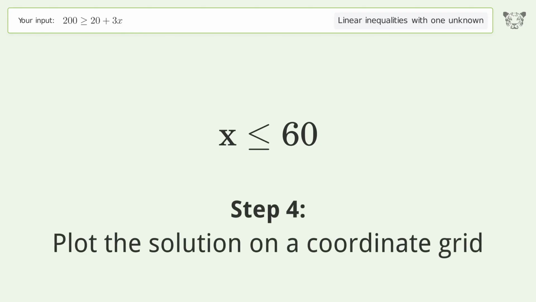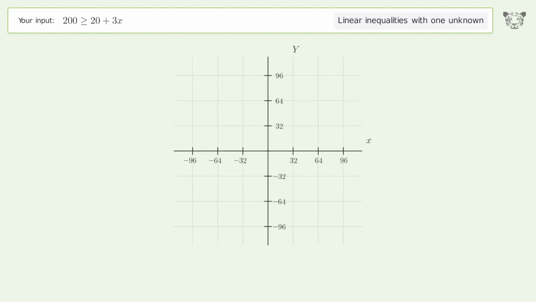Plot the solution on a coordinate grid. And so the final result is x equal or smaller than 60.